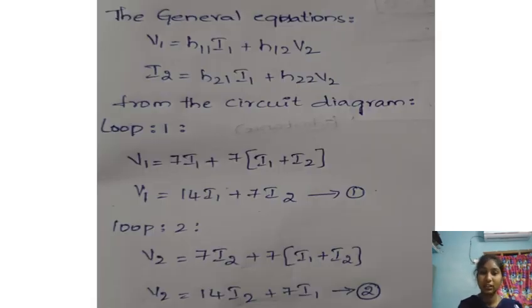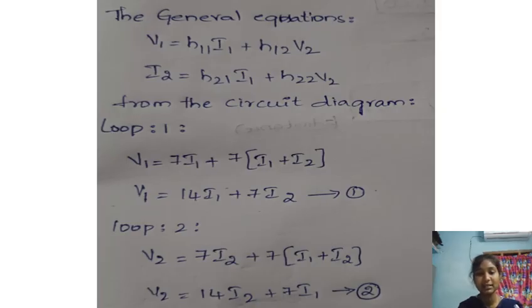Let us see the solution for the given question. First, we need to write the general equations for the given circuit. As it is an H parameter, the general equations are V1 is equal to H11 I1 plus H12 V2, and I2 is equal to H21 I1 plus H22 V2. From the given circuit diagram, there are two loops. Loop 1: V1 is equal to 7I1 plus 7 into (I1 plus I2). The total equation is V1 is equal to 14I1 plus 7I2.